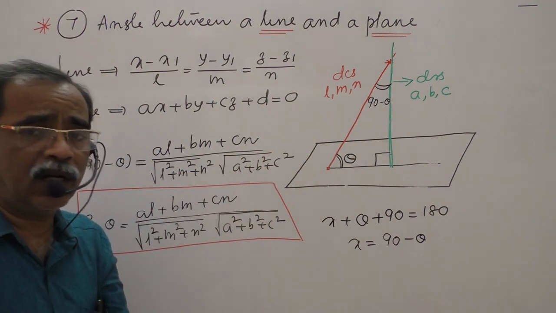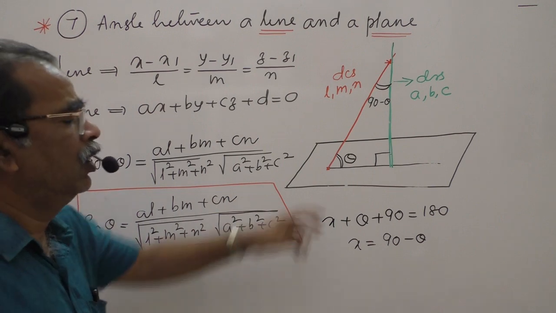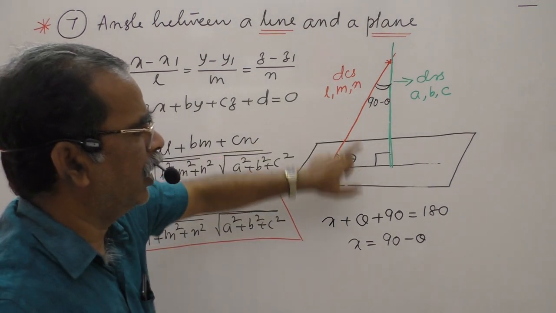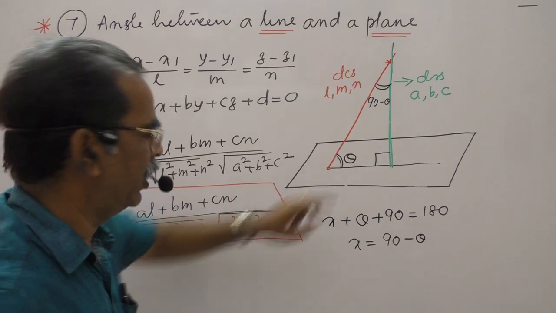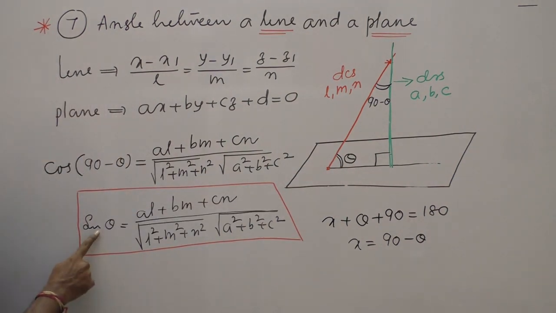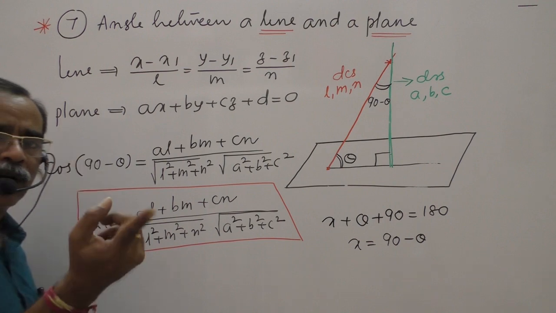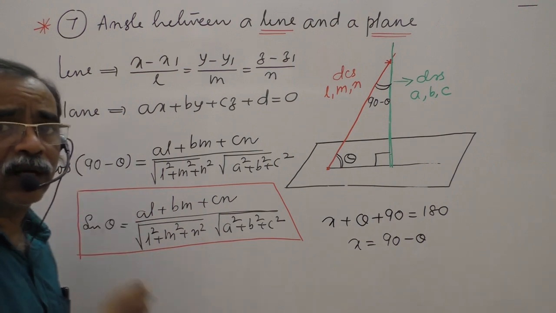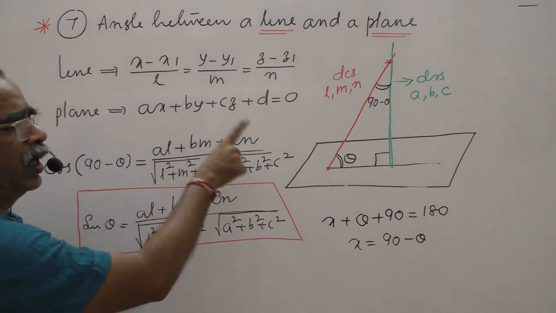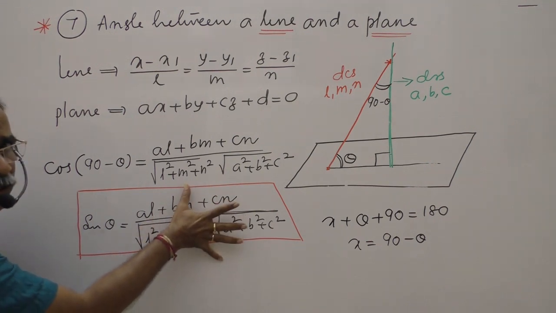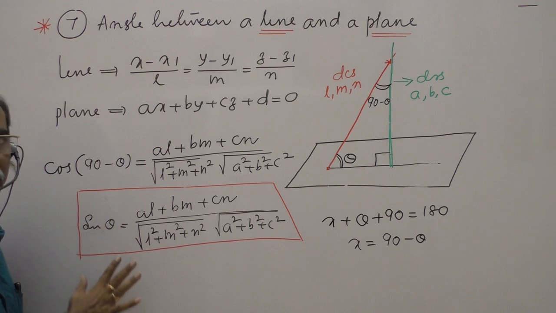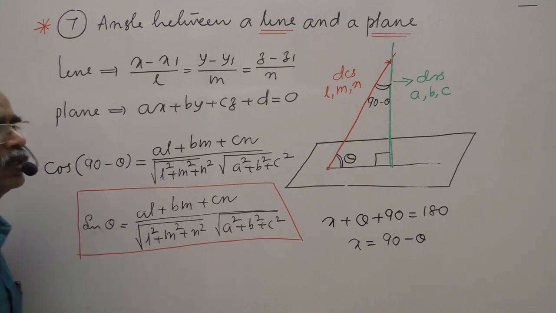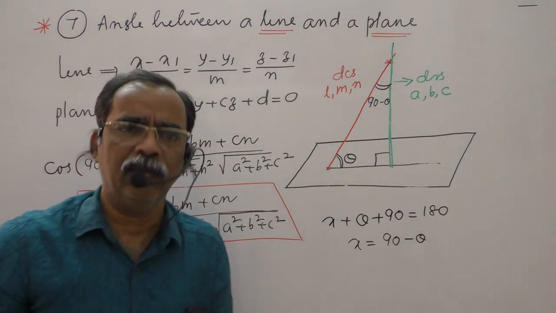Same old cos theta formula only, but in the case of a line and a plane, when you are finding the angle theta between them, the formula changes like this. In general, for two lines, cos will be there. When a line and a plane are given, the right side formula is the same, but on the left side sin theta will come. So this is the angle between a line and a plane.